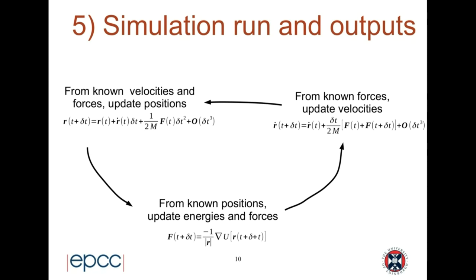And then from your new particle position, you find your energy, and with your energy, you find your forces. So you start off from velocities and forces, you find your positions. Then from your positions, you find your energies and your forces. And last, from those forces, you find your new velocities, where you need your old velocity and the force at the new step. And you keep doing this over and over again. In this case, for the example script, you do it 50,000 times.